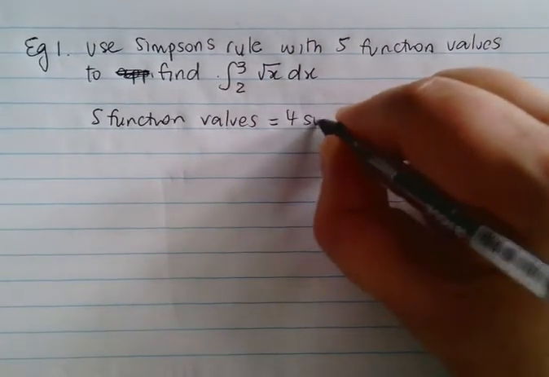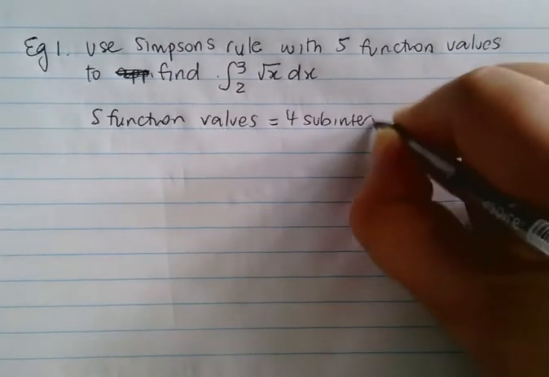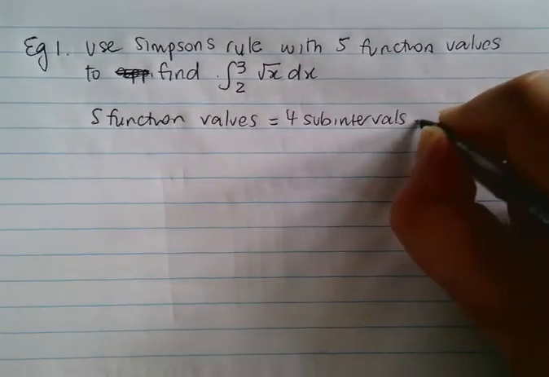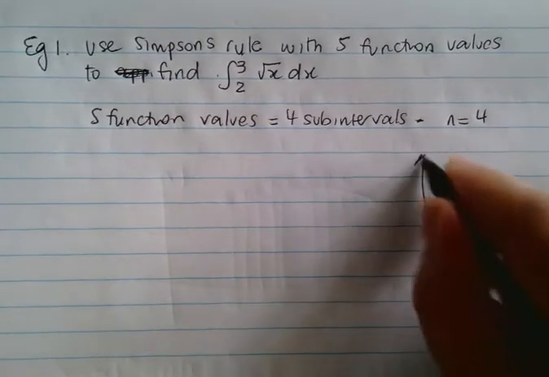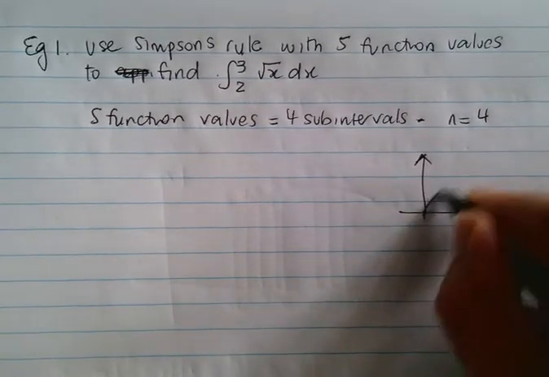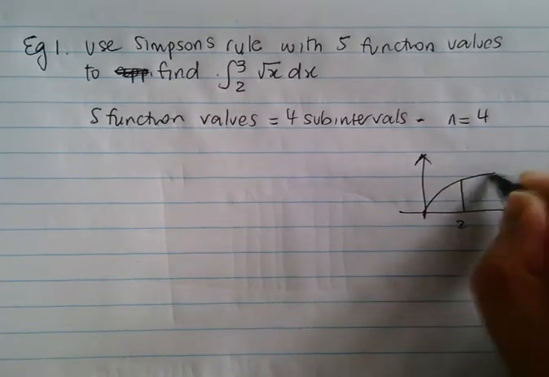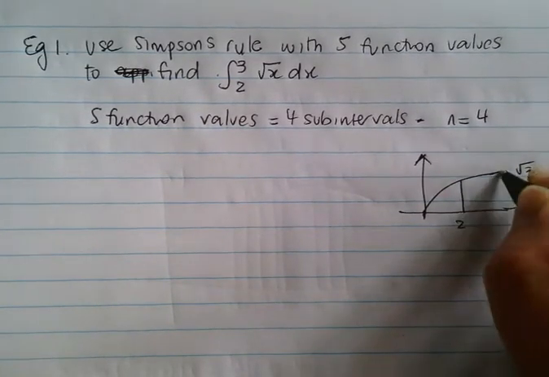4 subintervals. That means that n is 4. So what's it going to go up by? You've got to work out what it's going to go up by. Now this is the graph of root x. You don't have to know what it looks like.